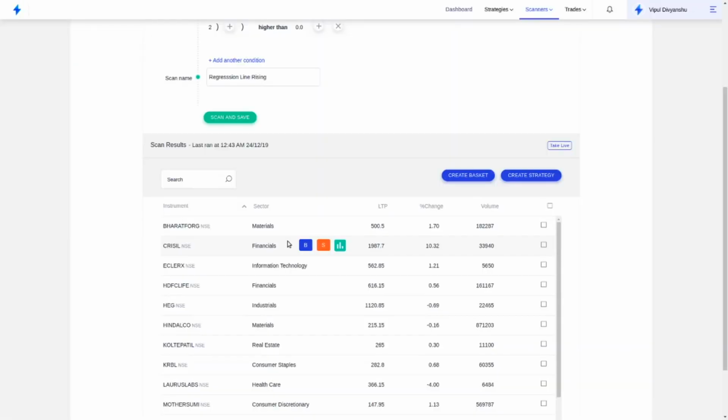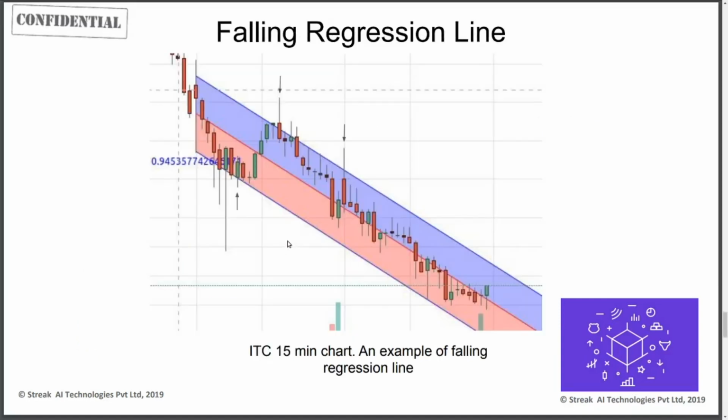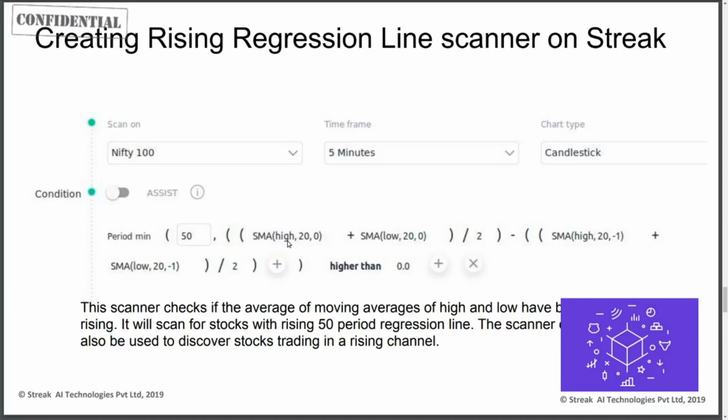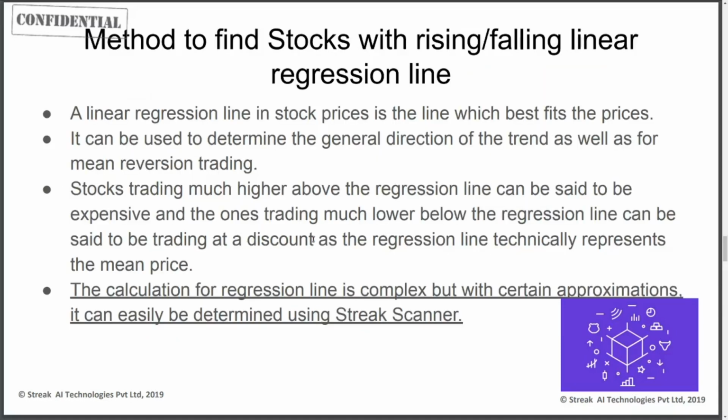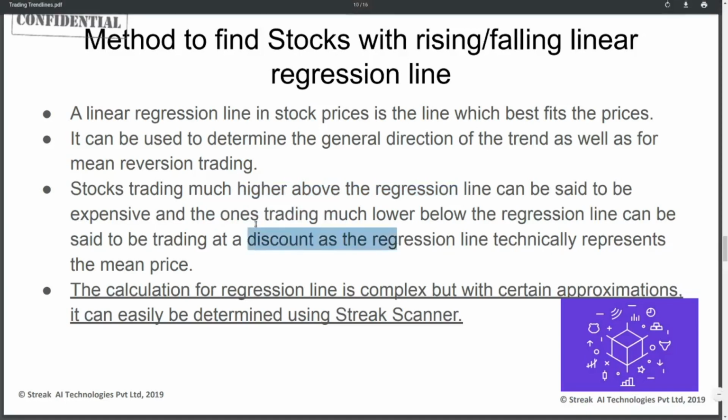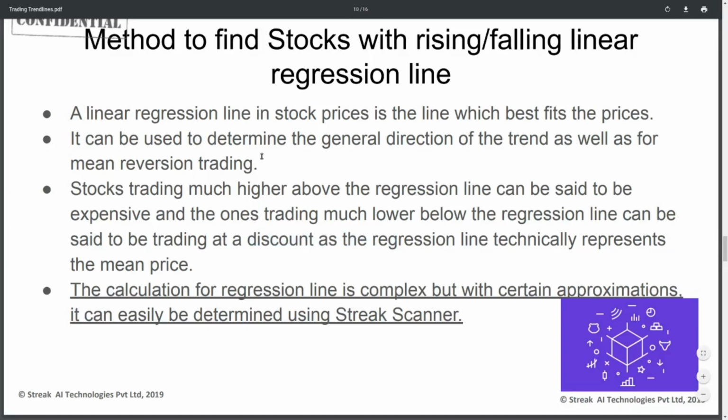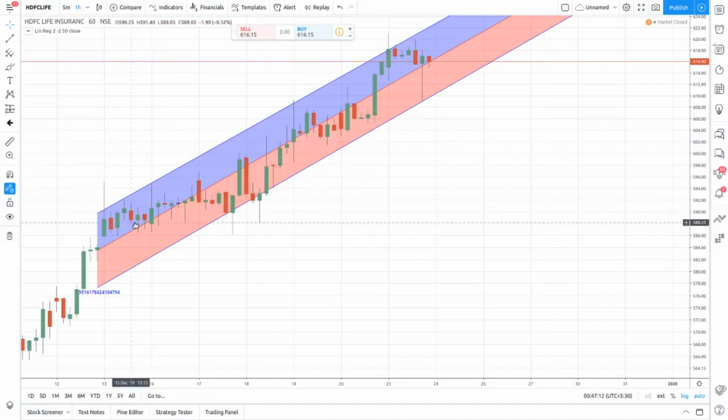So before we move on to the falling regression line, let me explain a couple of concepts that we mentioned here. We mentioned that a stock trading higher than the regression line can be said to be expensive and lower can be said to be discounted. Right now, there are multiple ways in which regression lines can be traded. One is trend following, where you basically trade with the trend. You understand that the regression line is bullish, upward in nature, so it's a simple trend following mechanism.